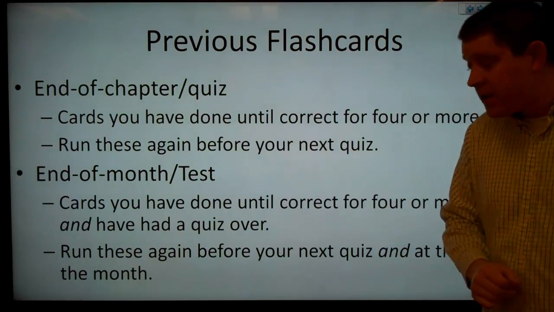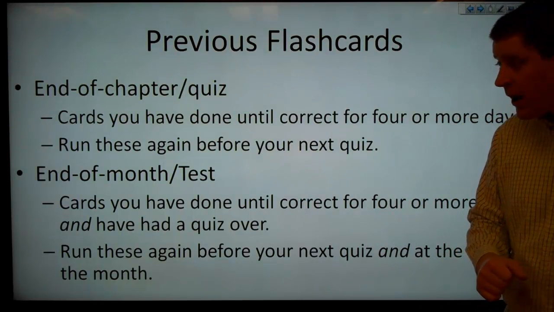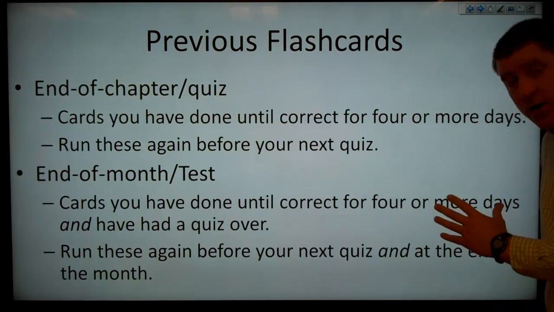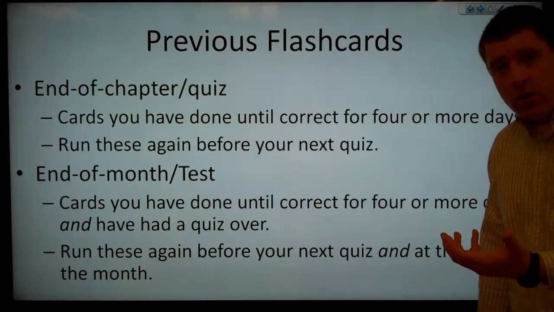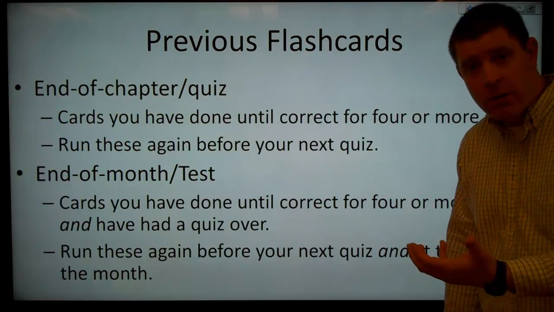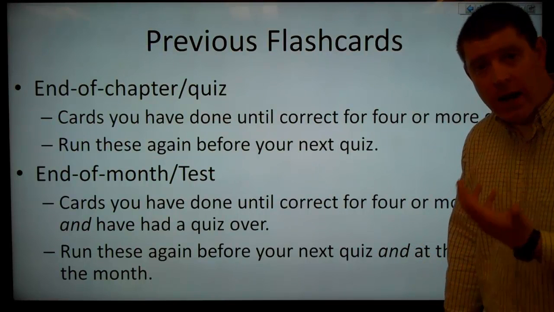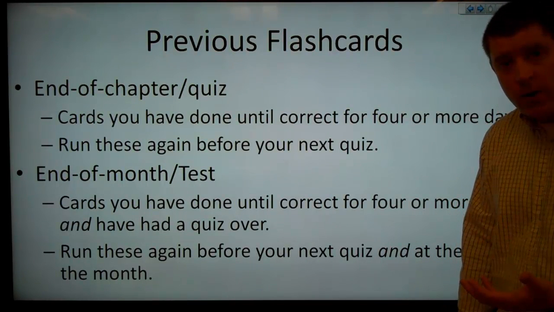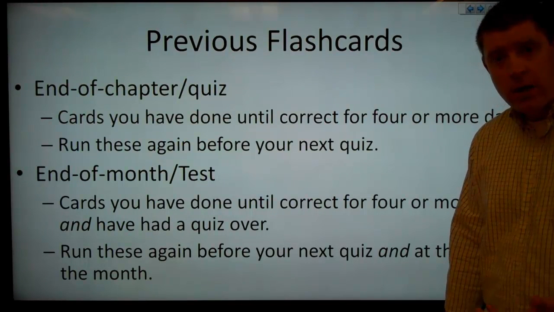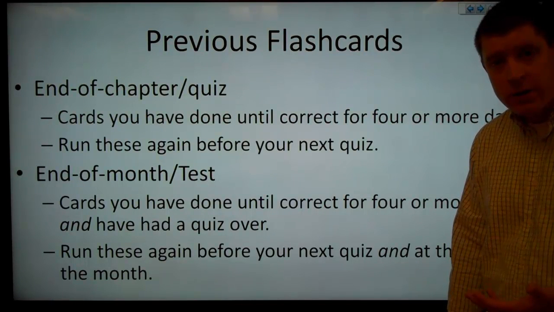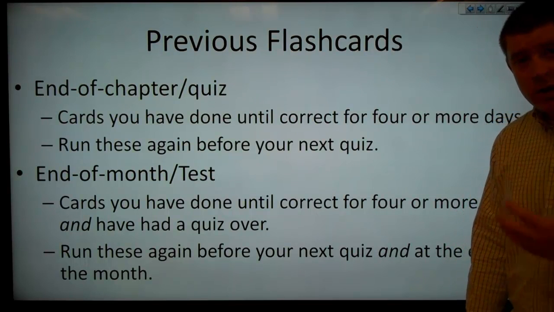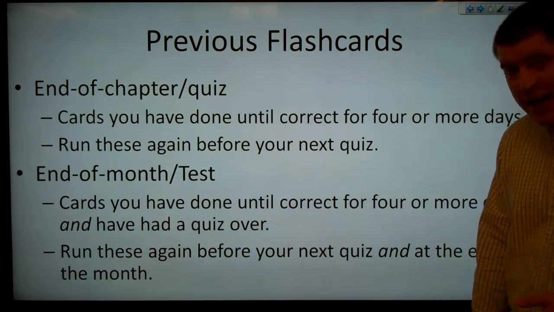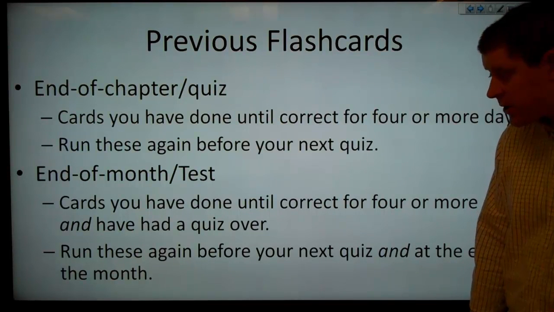Then the end of the month or the test pile. These are cards that you've done until correct for 4 or more days and have had a quiz over. So you move your card from the daily pile. After you've gotten that one down, then you move it into your quiz category and you look over that one before your next quiz. Then after that, you move it into your test category until you have your next test, and you look over that before your next test.